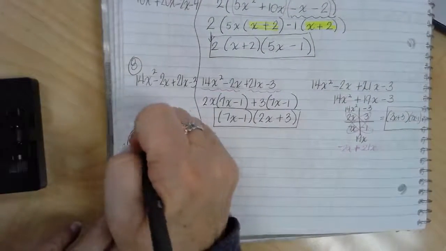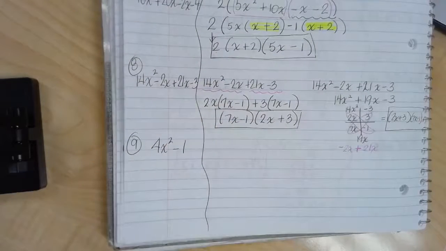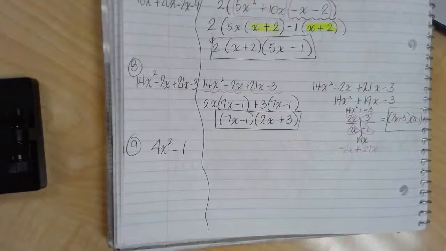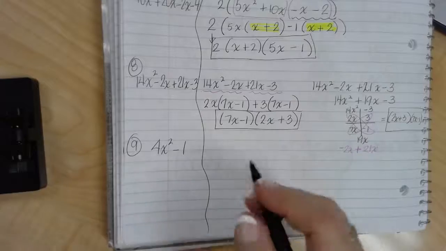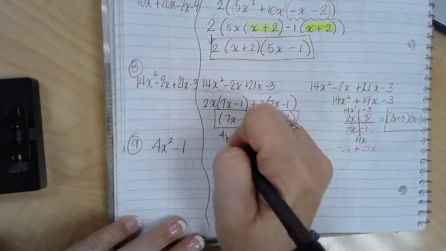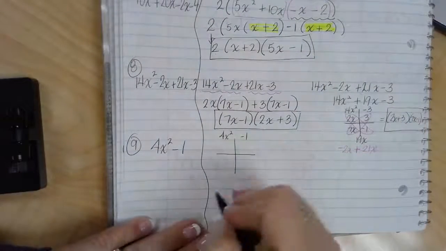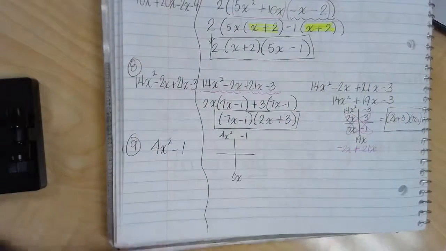So number 9. 4x squared minus 1. So I look at that, and that's a binomial. And there is no GCF. There's nothing that I could factor out of that. So then I'm going to go ahead and do my t. 4x squared goes up here. Negative 1 goes here. How many x's do I have? I have 0 of them. So I'm going to go ahead and put that there.